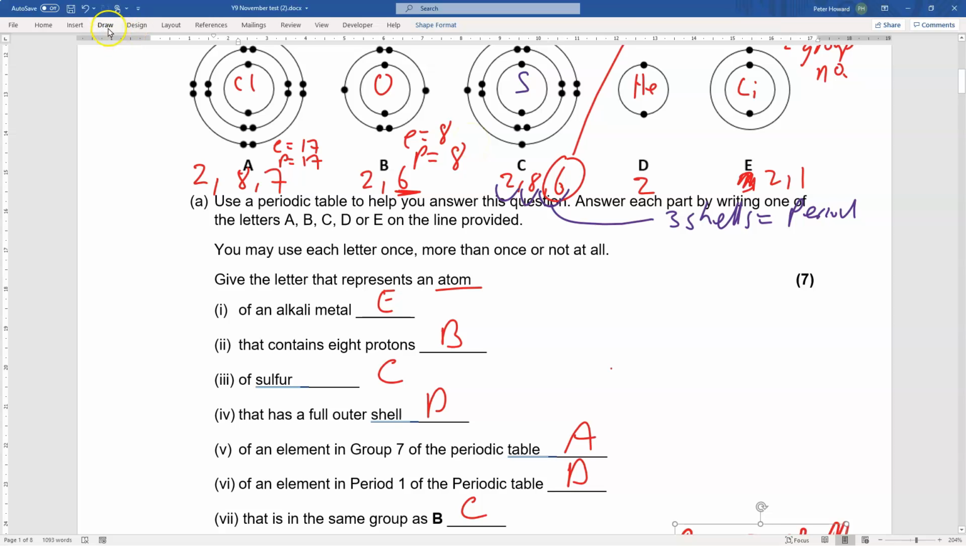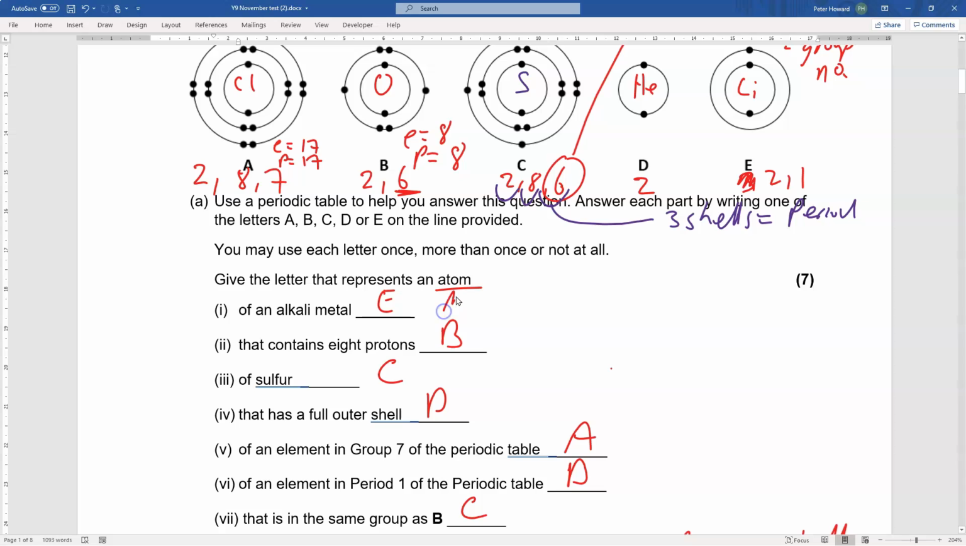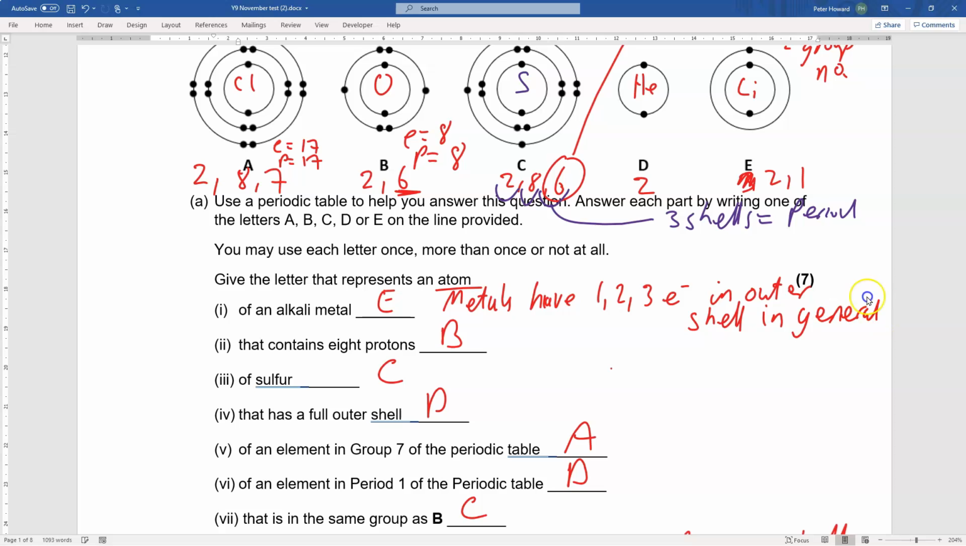So, if you got question 1 wrong, what I would like you to know, obviously we're at letter E, and you could say metals have 1, 2 or 3 E minus in outer shell in general. So that's maybe something you could write to help work out that and avoid that mistake in future.